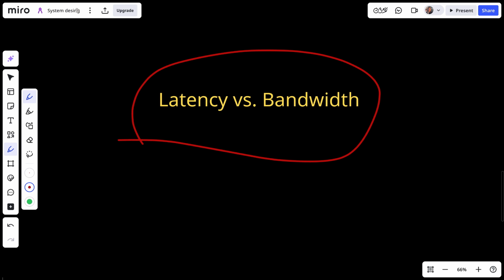You can have a very wide pipe with a huge amount of data capacity, but if the pipe is miles long, the first drop of water is still going to take a long time to reach its end. Okay, so in conclusion, while bandwidth is about volume, latency is about speed and responsiveness.